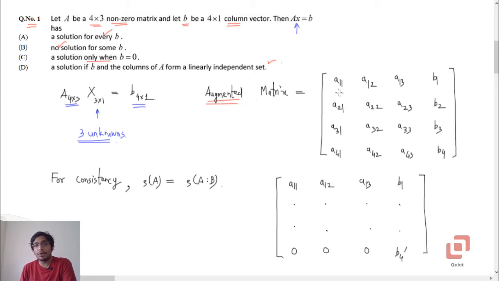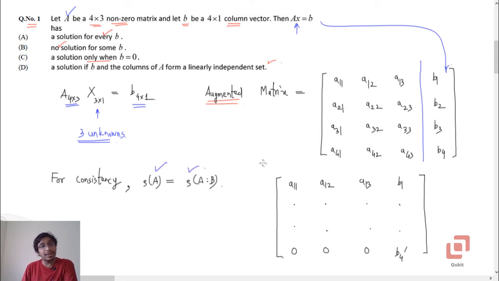So then we will form the augmented matrix. The first 3 columns of this augmented matrix belong to A, which is a 4×3 matrix, and the last column belongs to B. Now when is any system of linear equations consistent? It is consistent, or possesses at least one solution, when the rank of the coefficient matrix is equal to the rank of the augmented matrix.